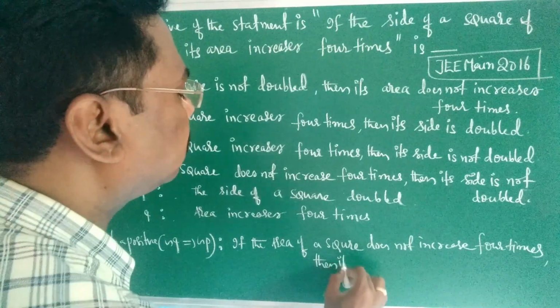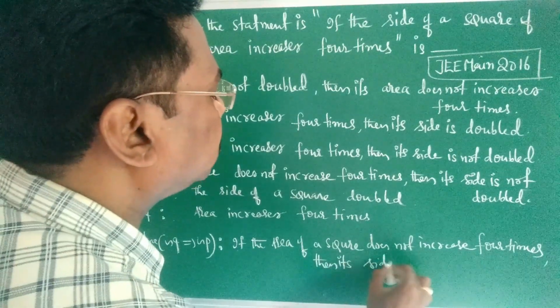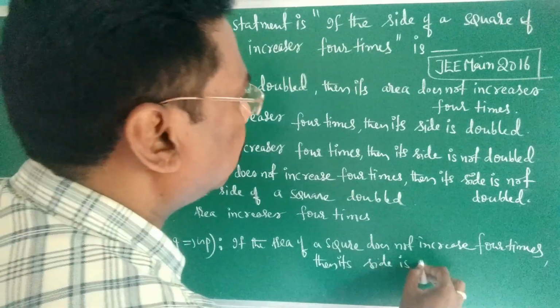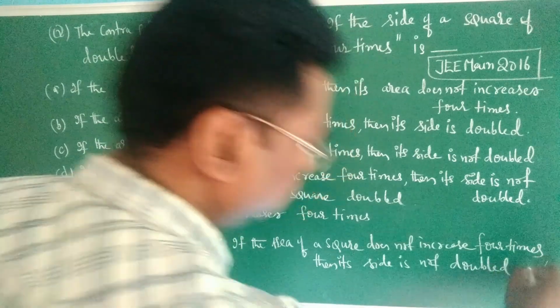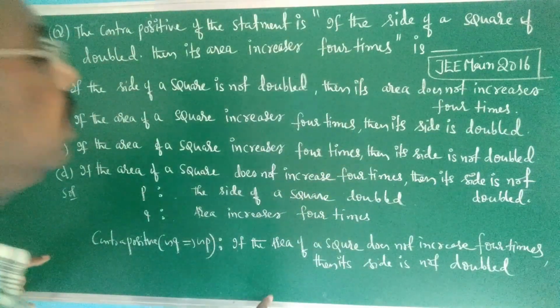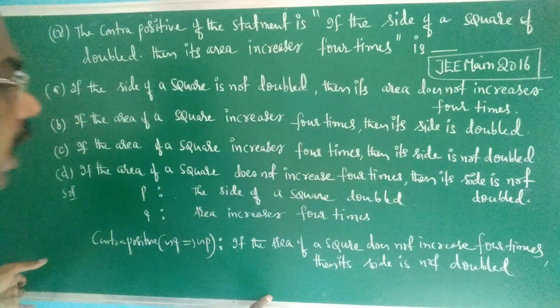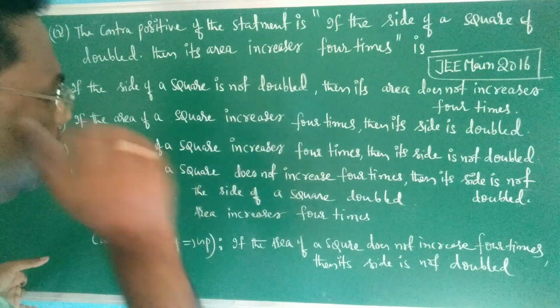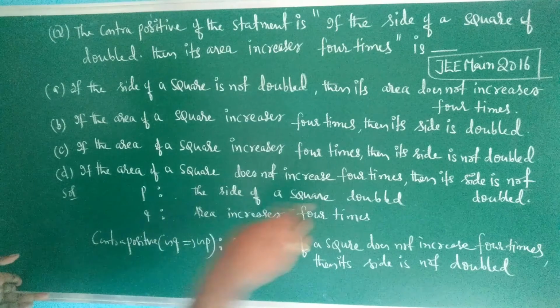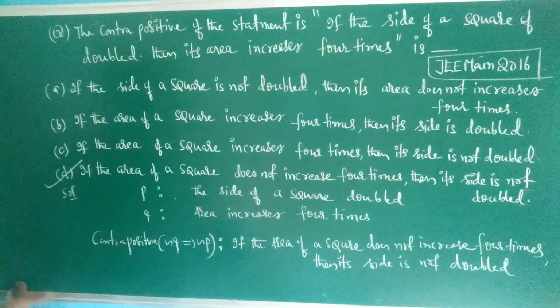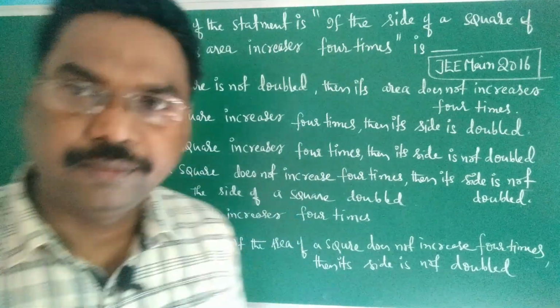Okay, if the area of a square does not increase 4 times, then its side is not doubled. Now here, option D is the correct one.